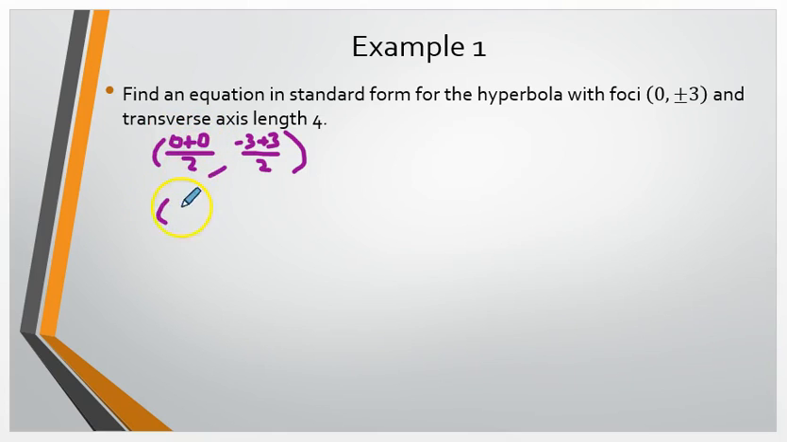0 plus 0 divided by 2 is 0. And -3 plus 3 is 0. Divided by 2 is 0. So that's the h and the k value we'll be using.